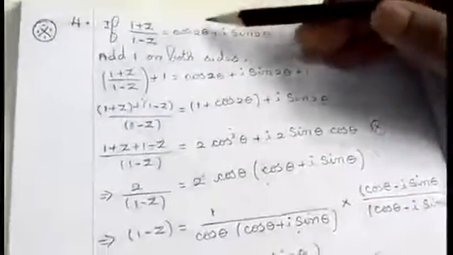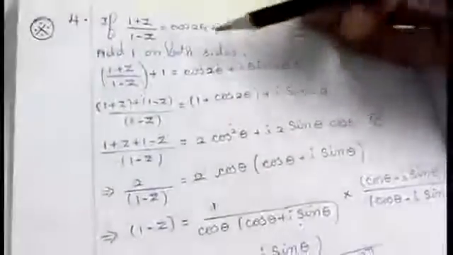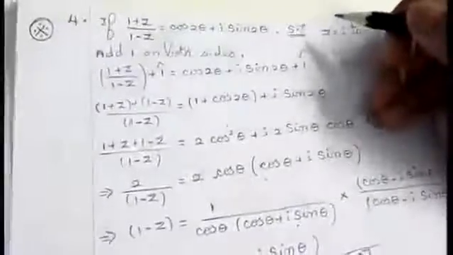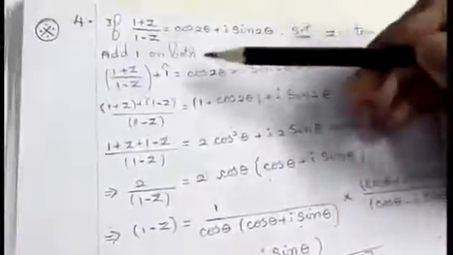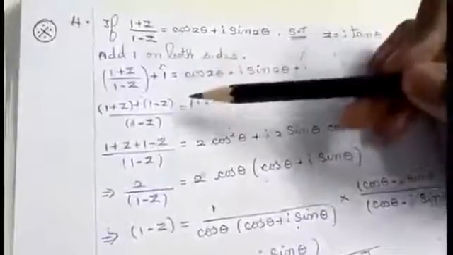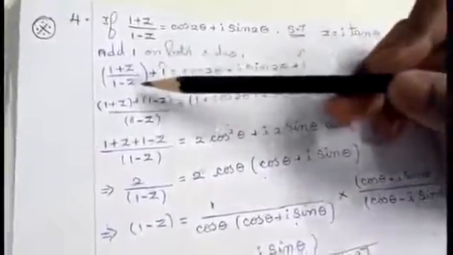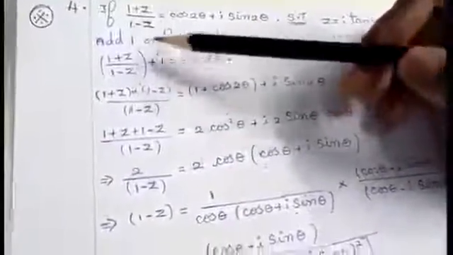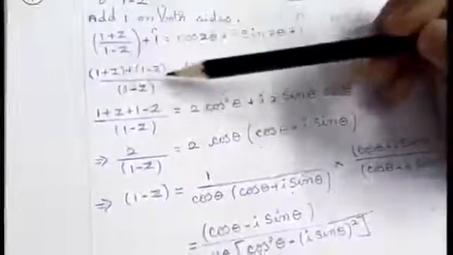To bring this answer, first I am going to add 1 on both sides. Just see the step. I am just adding 1 on both sides. Be clear with the step. After adding 1 on both sides, second step, on the left hand side I am cross multiplying the term, that is (1 plus z plus 1 minus z) divided by (1 minus z).